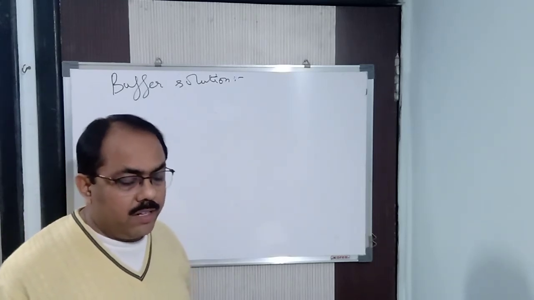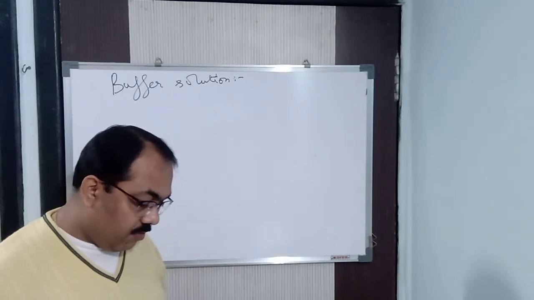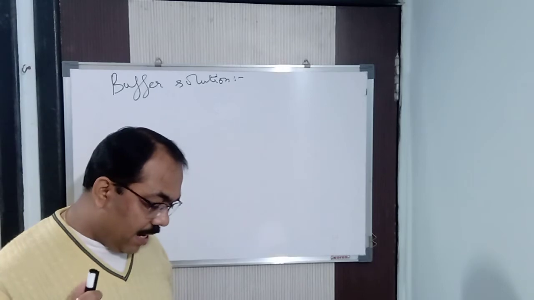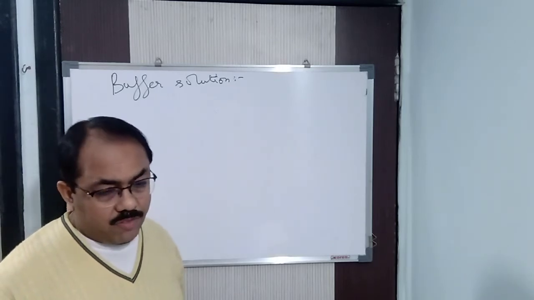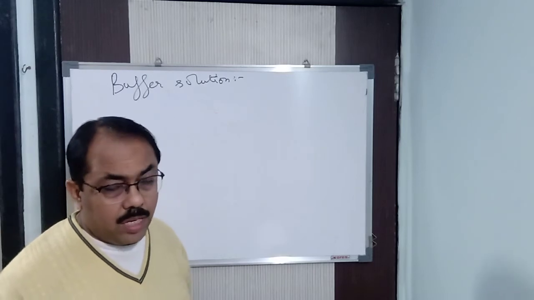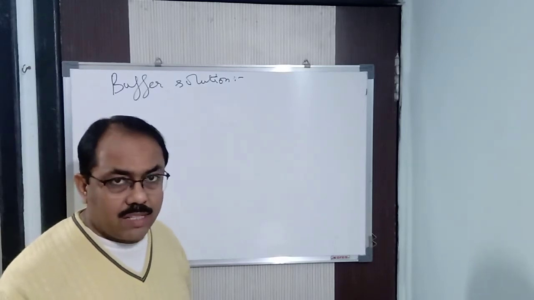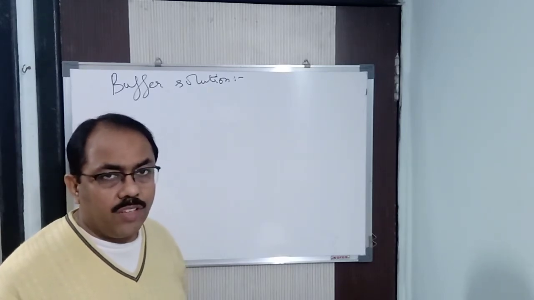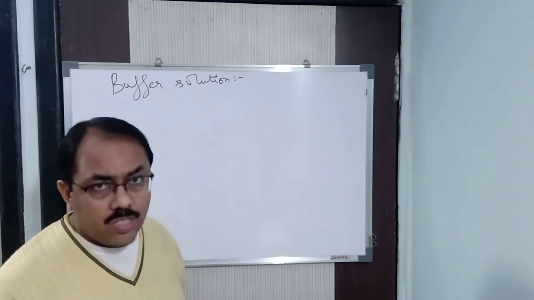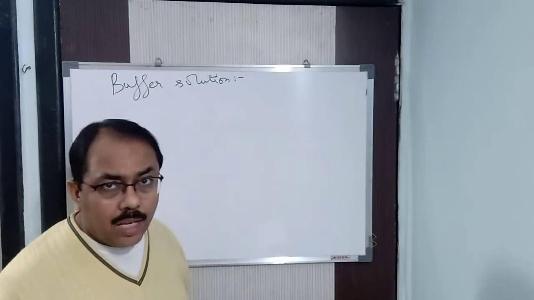What I said, it's a solution of a mixture of weak acid and a salt of weak acid and a strong base. That is what I said. It's a solution of a mixture of weak acid and its salt. Its salt means the salt of weak acid. So salt, how will you make it? Of weak acid with a strong base. You will make the salt. For example, CH3COOH plus CH3COONa.